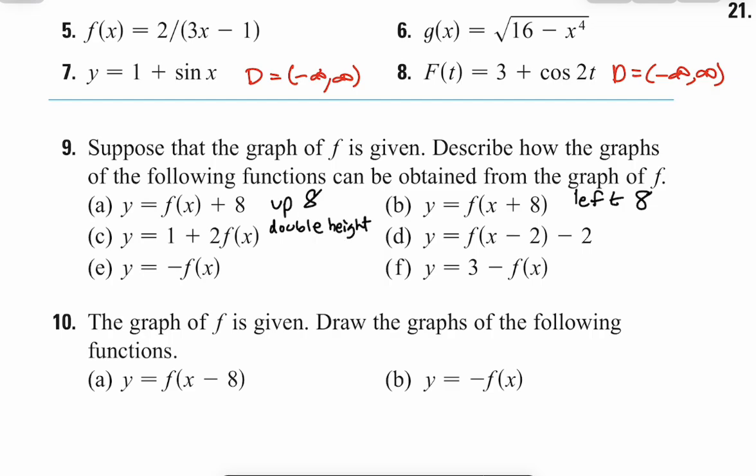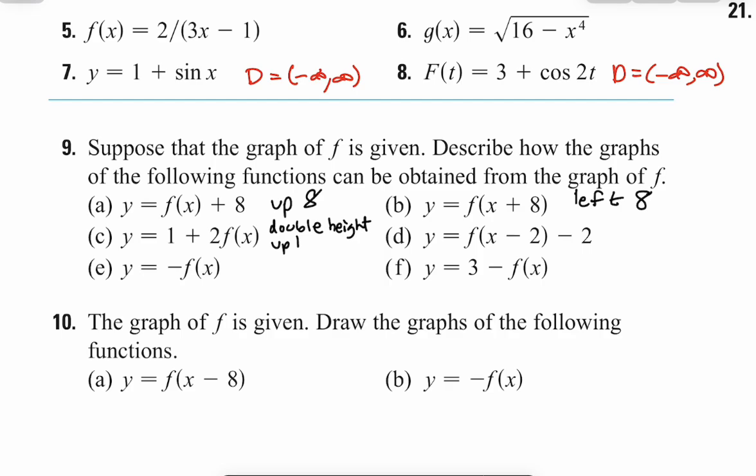Once you've doubled the height, what's the plus 1 going to do? Maybe go up 1. And you can rearrange it. If you like it to say 2f of x plus 1, go for it. Stretch 2 is fine. Yep.